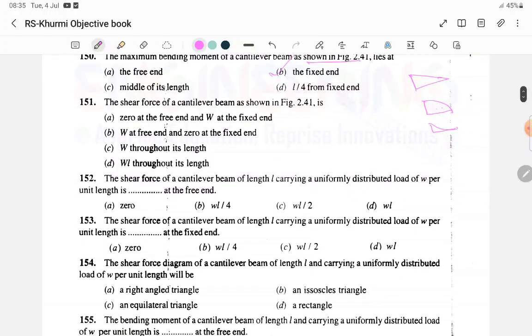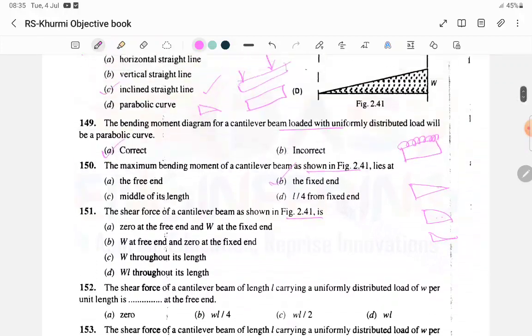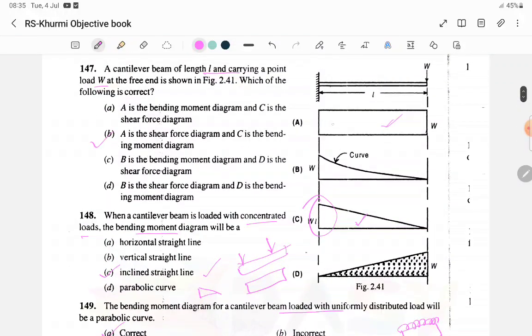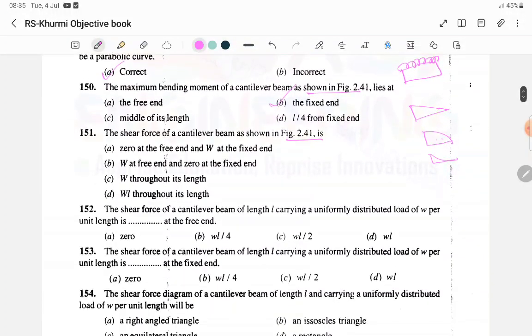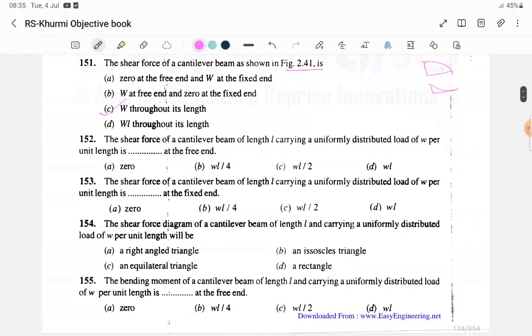Shear force for a cantilever beam shown in the figure. In this figure you can see the shear force is the same everywhere, W throughout its length. W into L, so 151 is C. The shear force of a cantilever beam of length L carrying uniformly distributed load of W per unit length is dash at its free end.